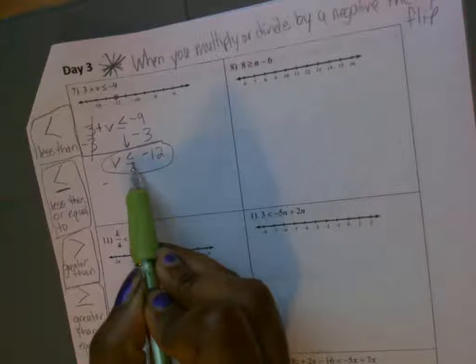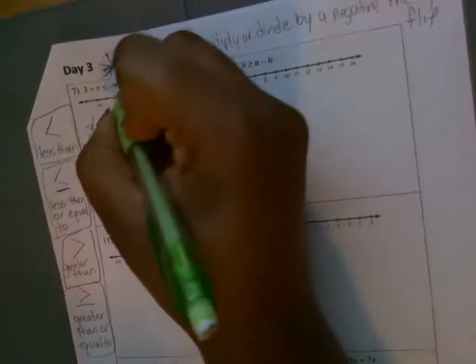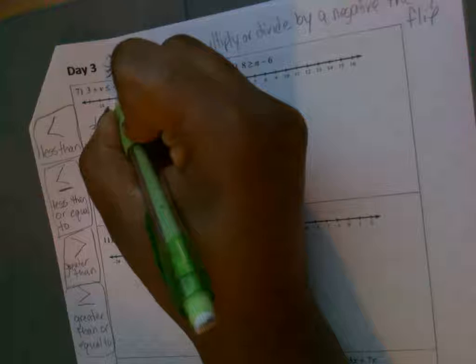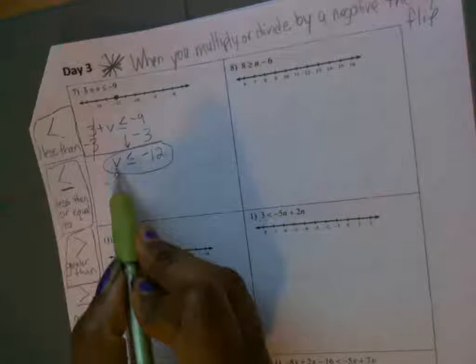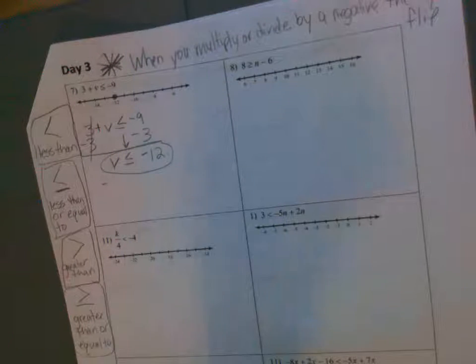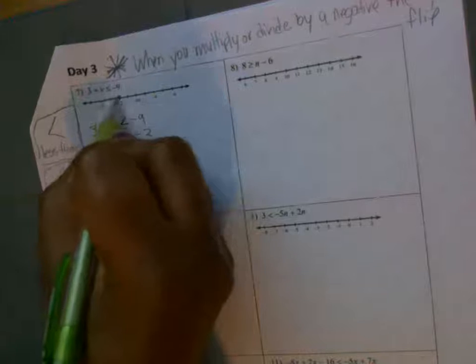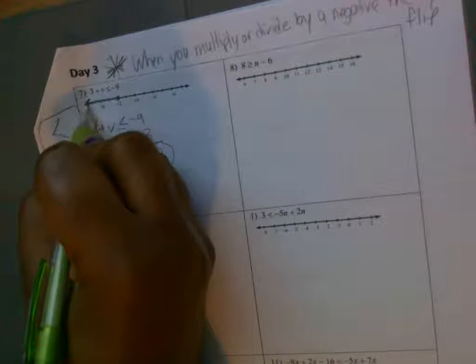Since this is equal to, I'm going to shade in -12 because the answer can also be -12. It's saying that all values are less than or equal to -12. So I'm going to shade in all the values that are less than -12 as well. I'm going to shade to the left because all these numbers to the left are smaller than -12.